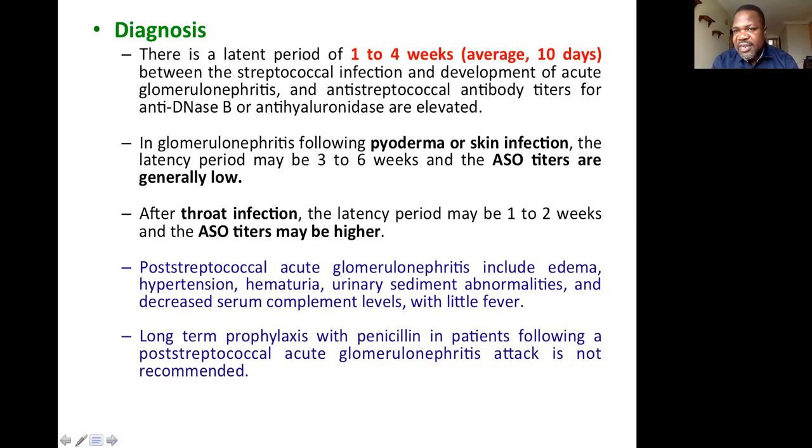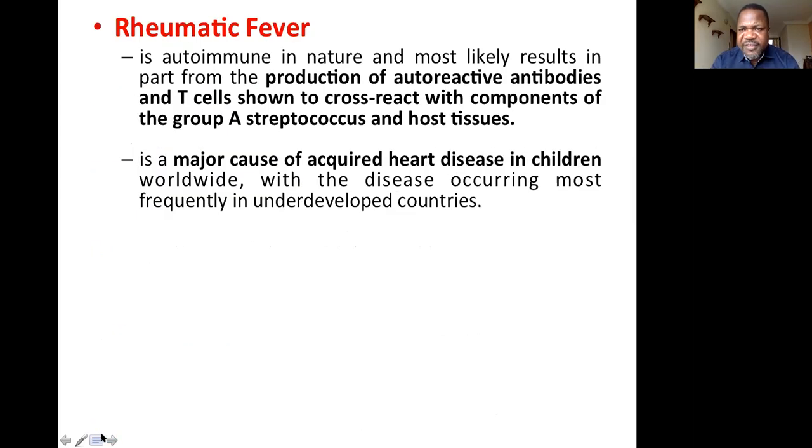So here, penicillin is not recommended following the initial attack. Now, the second complication is what we call rheumatic fever. Post-streptococcal rheumatic fever is an autoimmune disease in nature, and it most likely results in part from the production of autoreactive antibodies and T cells that are shown to cross-react with some component of the group A streptococcus and the host tissue. So it's what leads to the condition that we see.